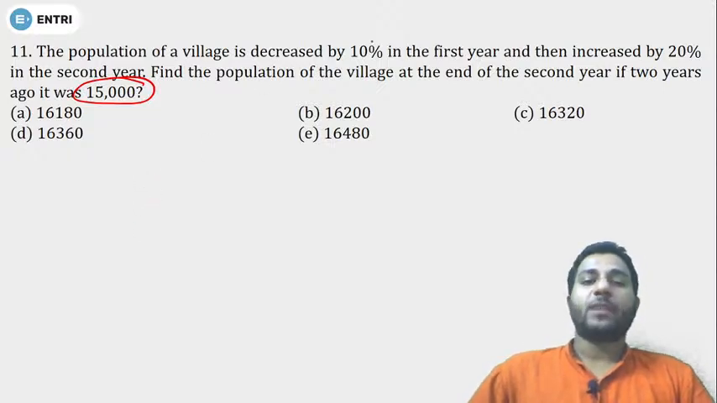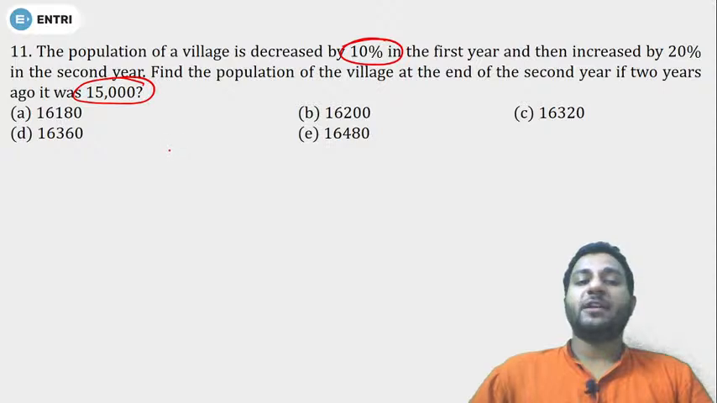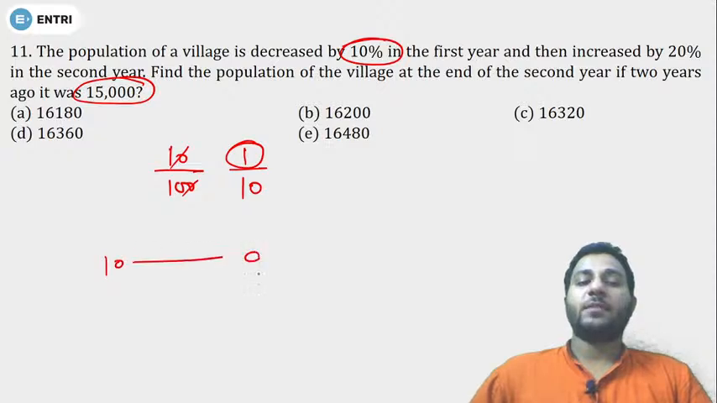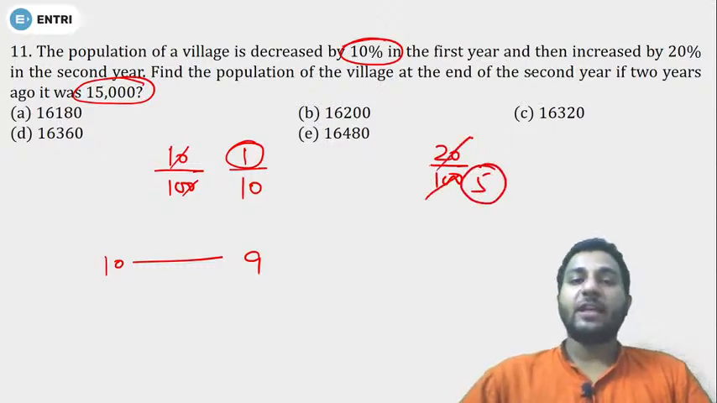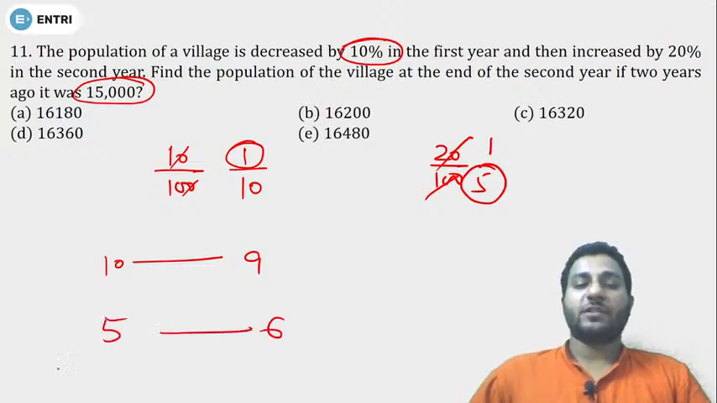Let's say 10% was decreased. So 10% suggests that your first population was 10, but it decreases by 1 unit, so it has become 9, from 10 to 9. The second one is 20%. So clearly the earlier population was 5, now it has increased by 1, so it has become from 5 to 6.